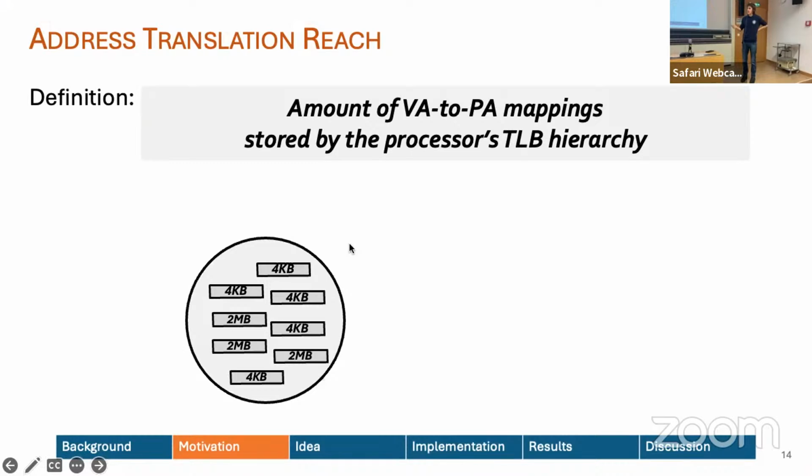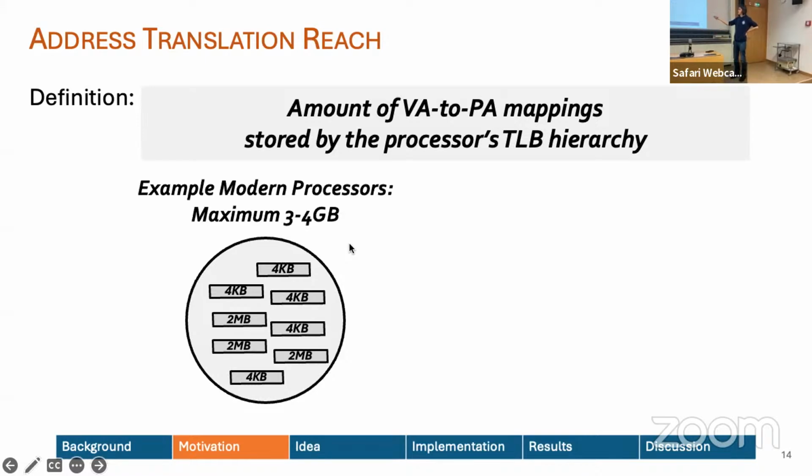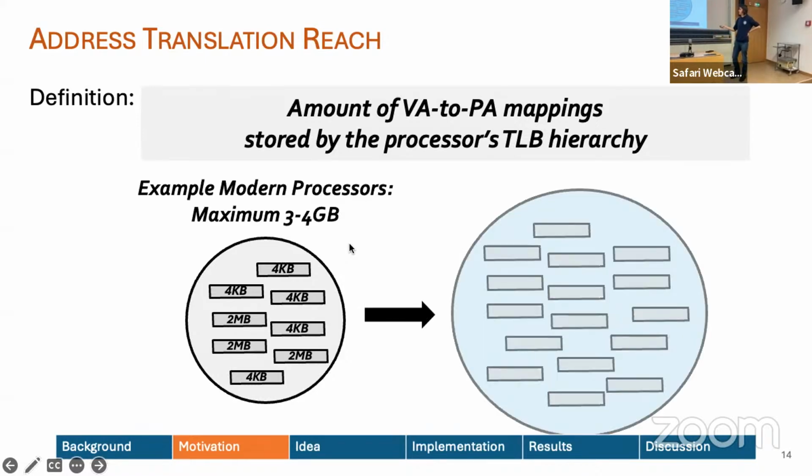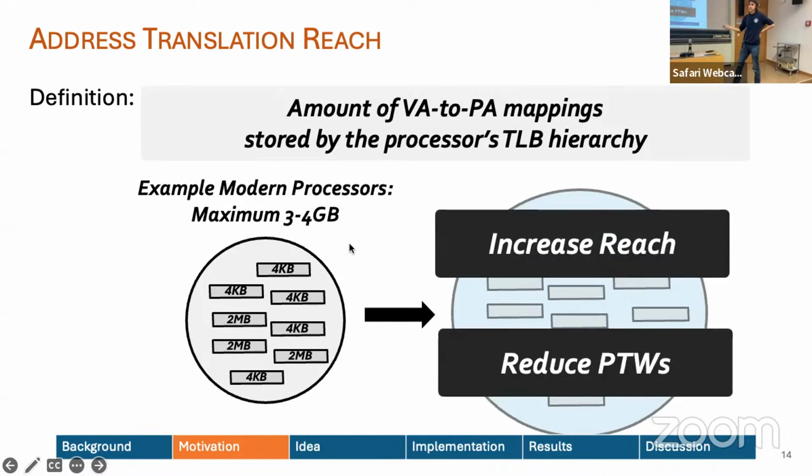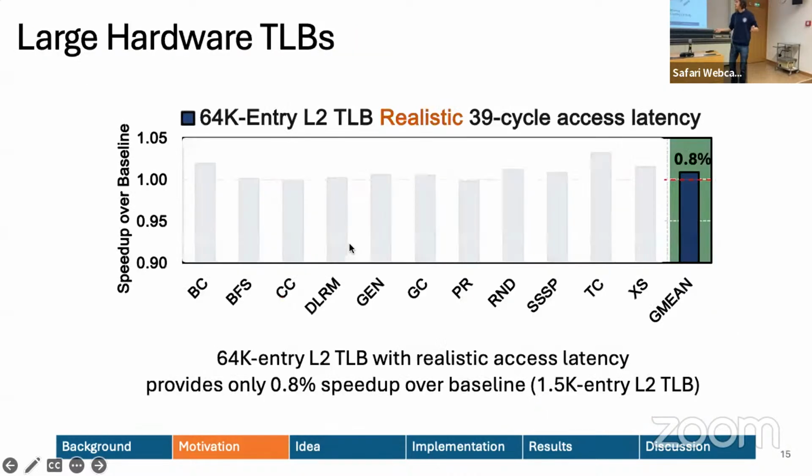We have those 2 megabyte and 4 kilobyte pages, because modern processors support multiple page sizes. We have TLBs for each one of them. And the idea is we just make them bigger, okay? Classic engineering approach. Make them bigger, increase reach, reduce page table walks. Sounds good, right? No.